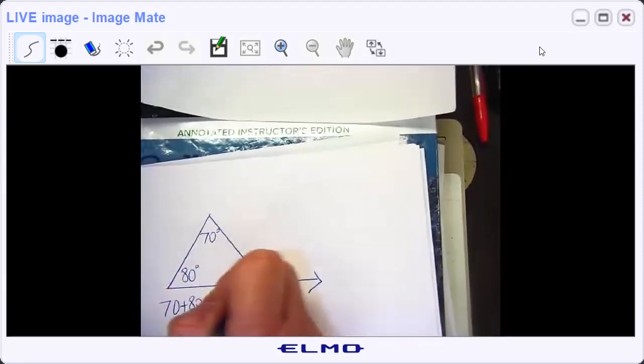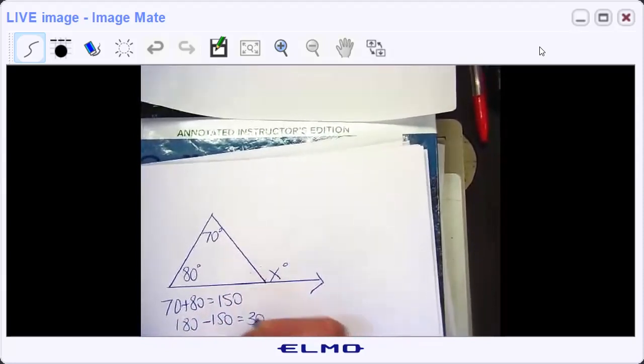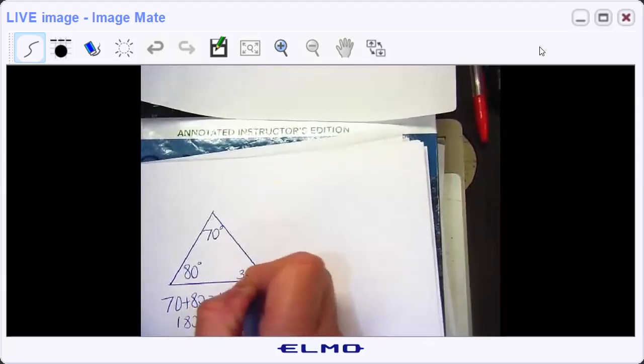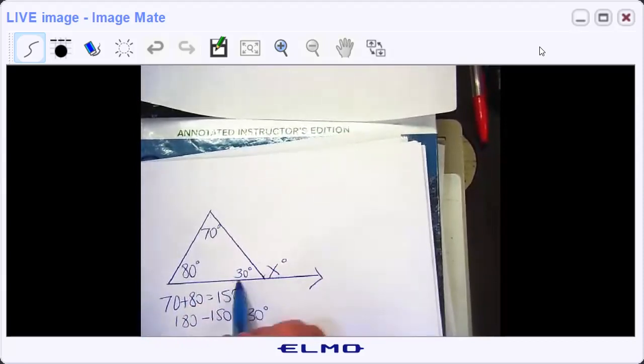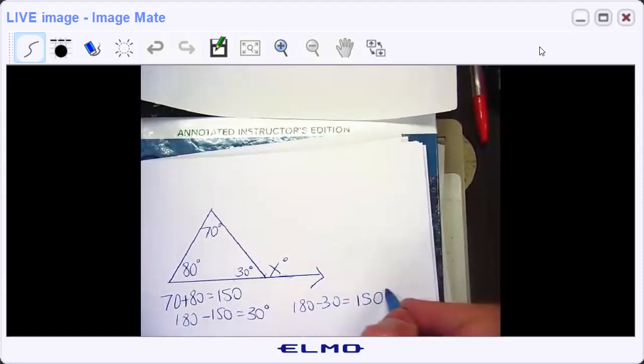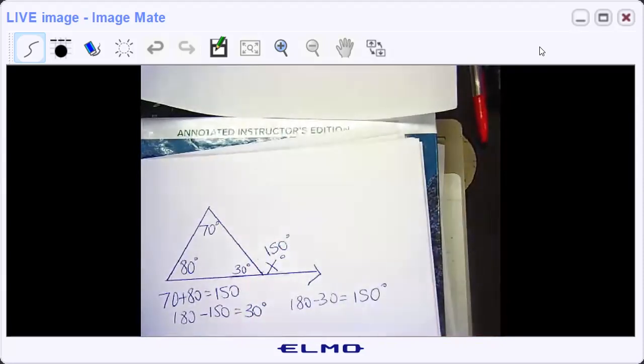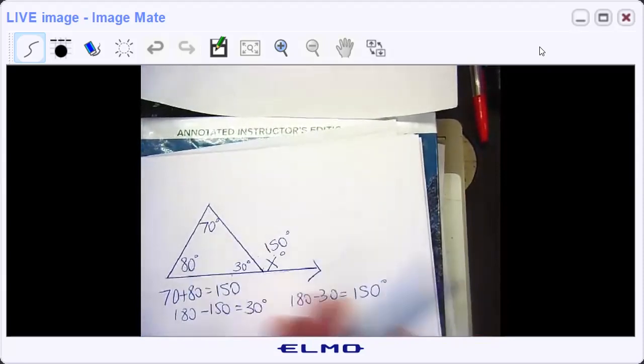70 plus 80 is 150. And 180 minus 150 is 30. That would go right here. And then we have a straight line that always makes 180. So you could do 180 minus 30 to get 150. So this angle would be 150. And if you notice, these two numbers added up to be 150 to start with. Well, that's what we call a shortcut.